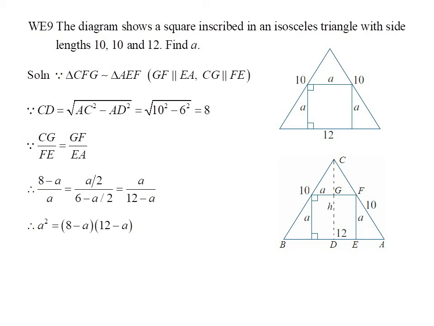After cross multiplying the fractional expression, we have the equation of a squared equals 8 minus a, all in parentheses, times 12 minus a, all in parentheses, which gives the result of a equals 24 over 5.